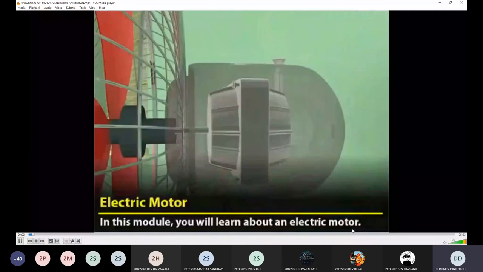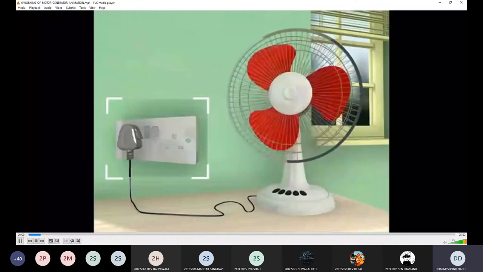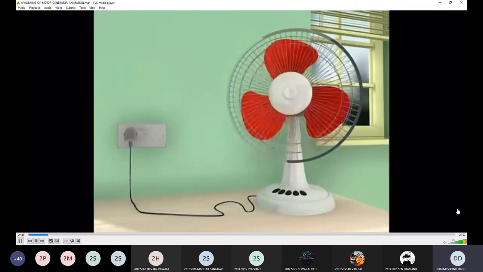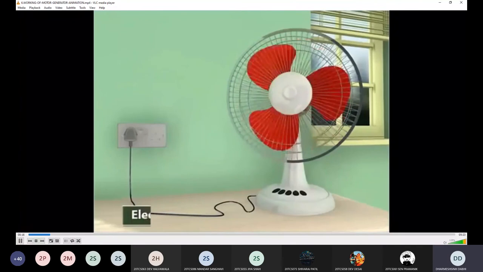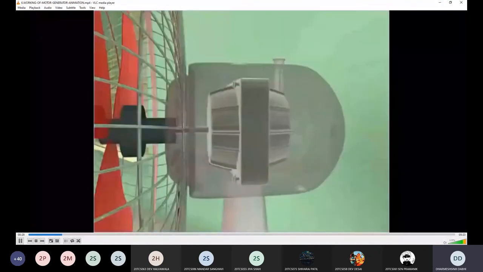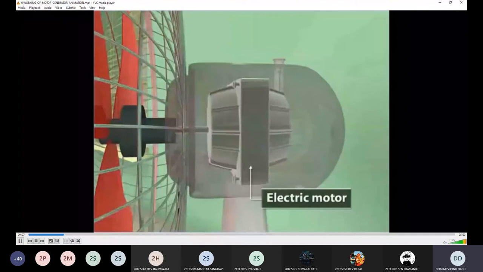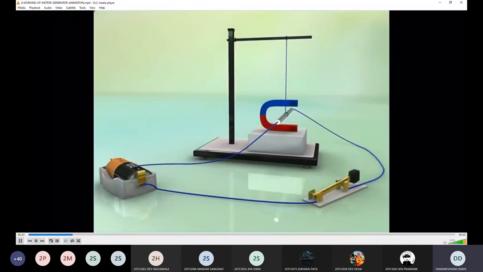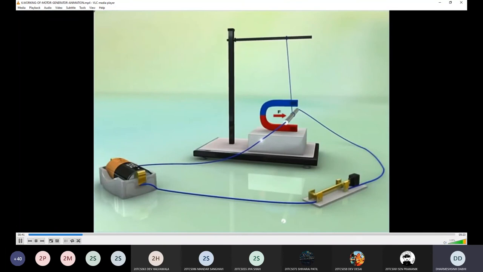In this module, you will learn about an electric motor. As you switch on an electric fan, the blades of the fan start moving. This means that electrical energy is converted to mechanical energy. This conversion of electrical energy to mechanical energy is performed by an electric motor. An electric motor works on the principle that if an electric current is allowed to flow in a conductor placed in a magnetic field, the conductor experiences a force.